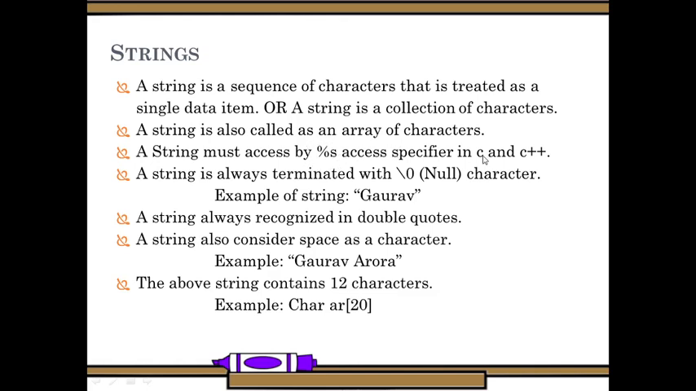In C or C++, a string is always terminated with a null character. For example, you have Gaurav. Gaurav is a string, and the end of the string we identify with this null character. A string is always recognized in double quotes. String also considers space as a character, so you can write Gaurav Arora, including the space, and it considers the space as one character.